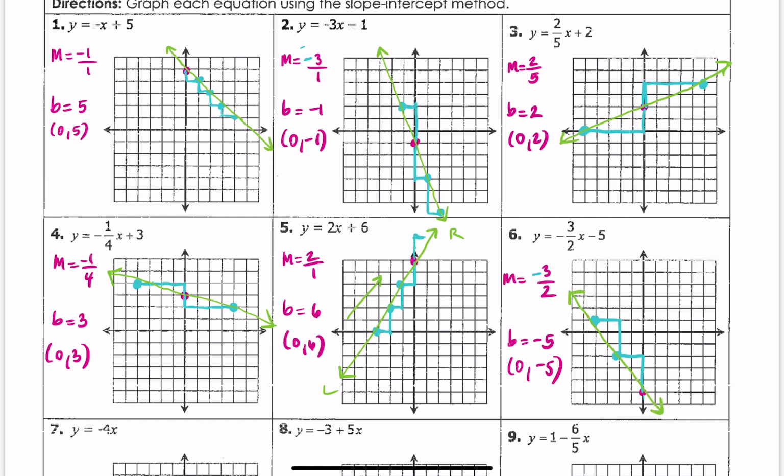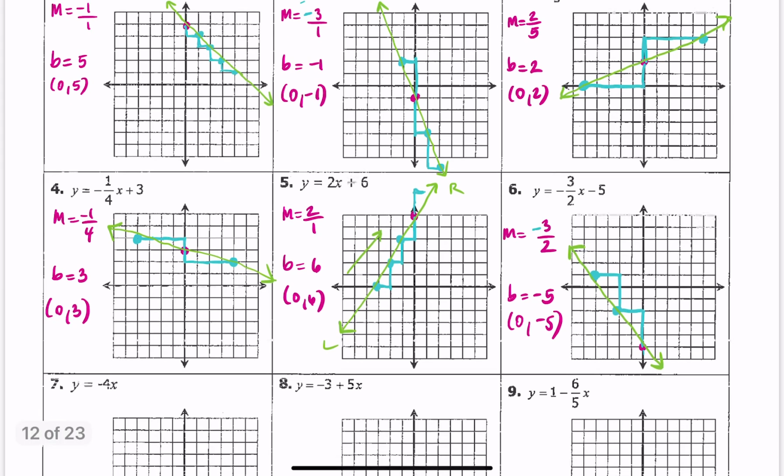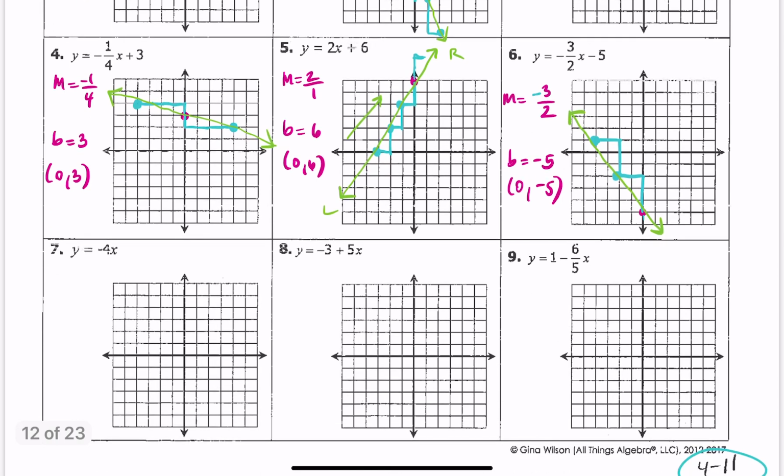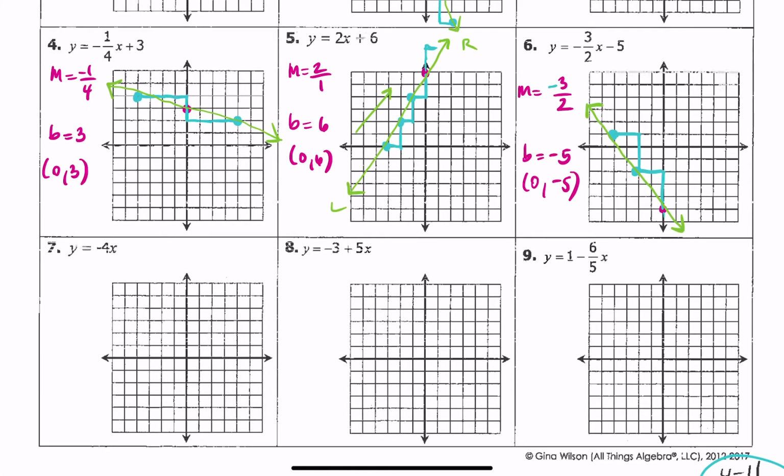So 5 and 6 are a little tricky because you had to work backwards with your slope, but it's the same process. 7, let's just take a quick peek at this one because it's a little confusing. m is equal to -4 and I want to make it a fraction. What's b equal to? There's no b. So what does that mean when there's nothing?